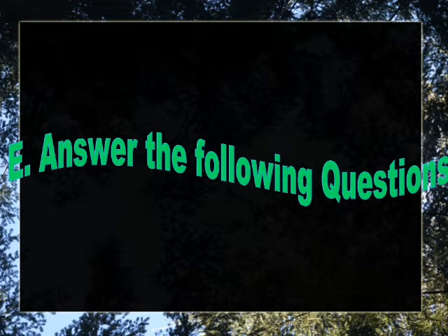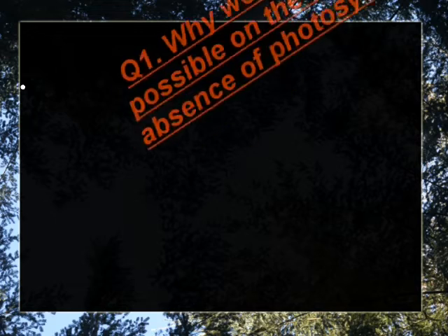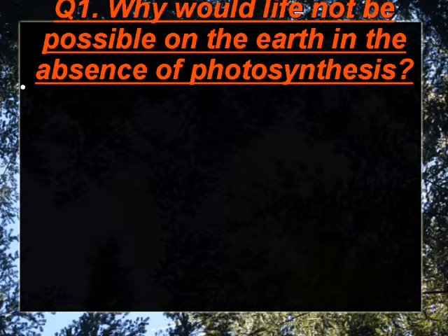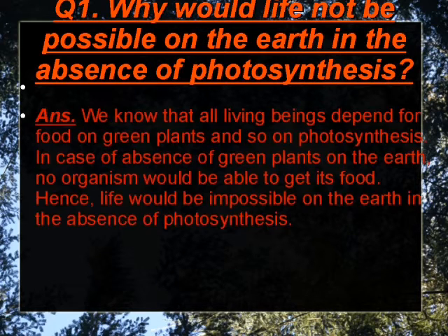And here the E number starts. Our first question of E number is, why would life not be possible on earth in the absence of photosynthesis? And the answer is, we know that all living beings depend for food on green plants and so on photosynthesis. In case of absence of green plants on the earth, no organism would be able to get its food. Hence, life would be impossible on the earth in the absence of photosynthesis.